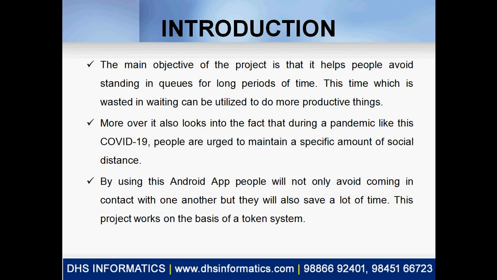Introduction. The main objective of this project is to help people avoid standing in the queue for a long period of time. This time, which is wasted in waiting, can be utilized for other important things. Moreover, it also looks into the fact that during a pandemic like this COVID-19, people are urged to maintain a specific amount of social distance. By using this Android app, people will not only avoid coming in contact, they can also save a lot of time. This project works on the basis of a token system.